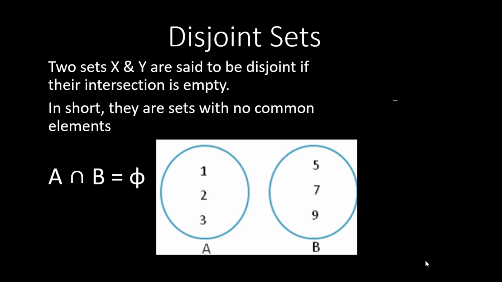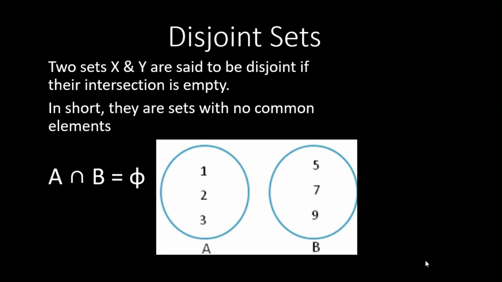And then the last concept is disjoint sets. Two sets X and Y, or in this case A and B, are said to be disjoint if the intersection is empty. In short, they are sets with no common elements. For example, set A has 1, 2, and 3. Set B has 5, 7, and 9. So there is no common element. Therefore, we say that A ∩ B is equal to null.